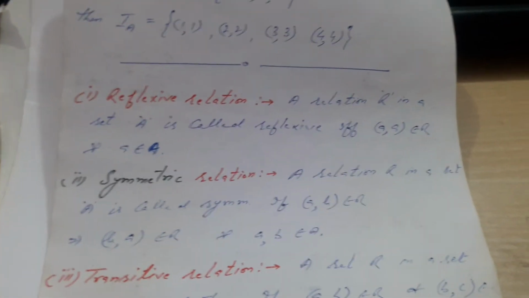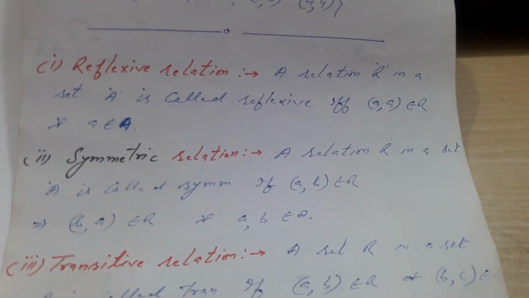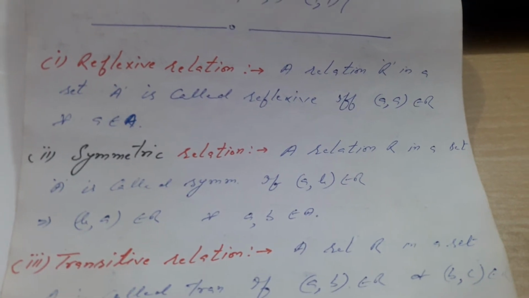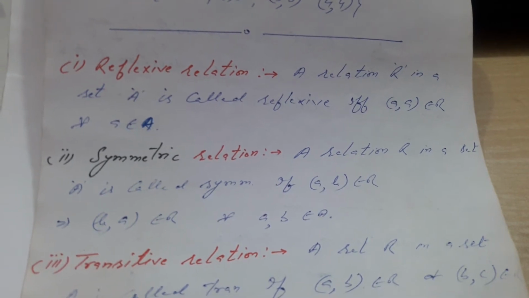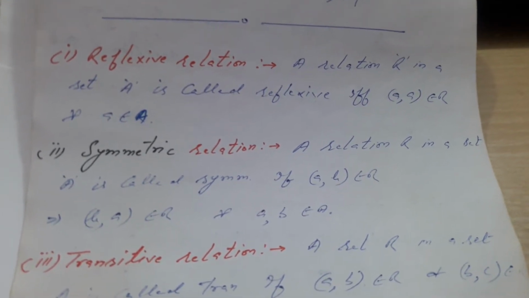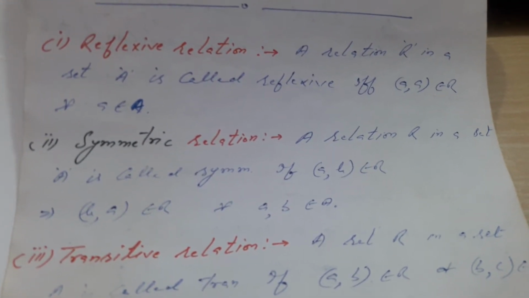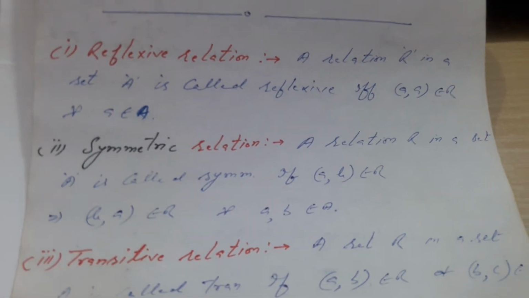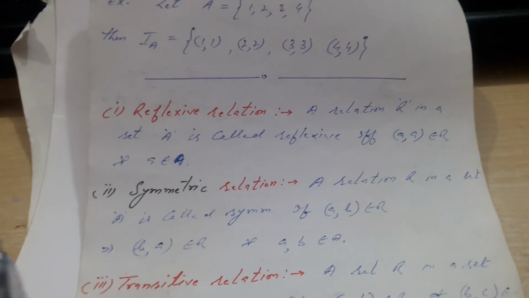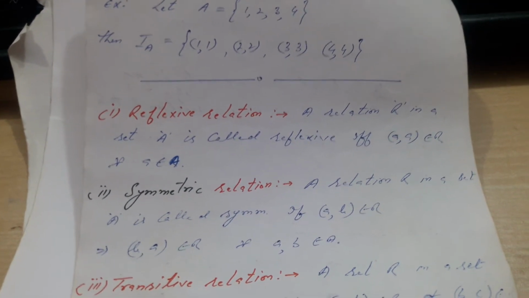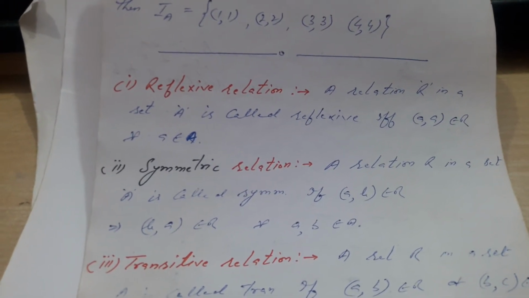Okay, and after that the second relation is the symmetric relation. Now see, a relation R in a set A is called symmetric if (a, b) belongs to R implies (b, a) belongs to R for all (a, b) belongs to A. Suppose A is a set, and you have taken two elements a, b. In the symmetric relation, if (a, b) belongs to R, then in any case (b, a) also belongs to R, then it is called symmetric. Otherwise it is called non-symmetric.